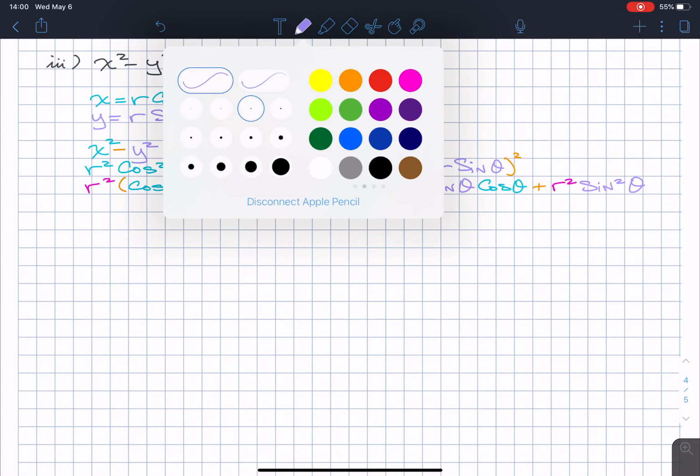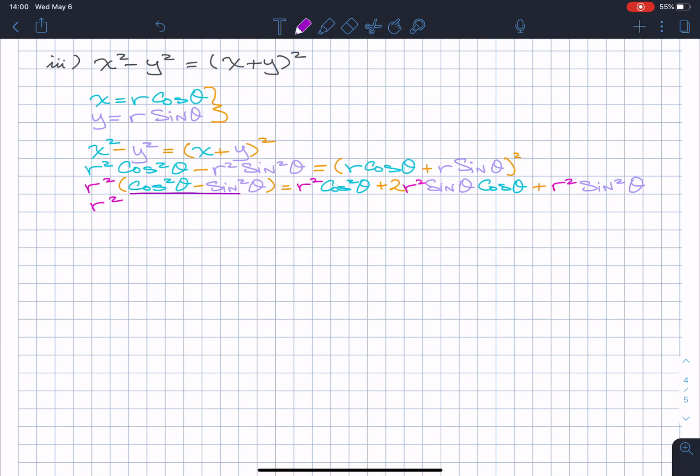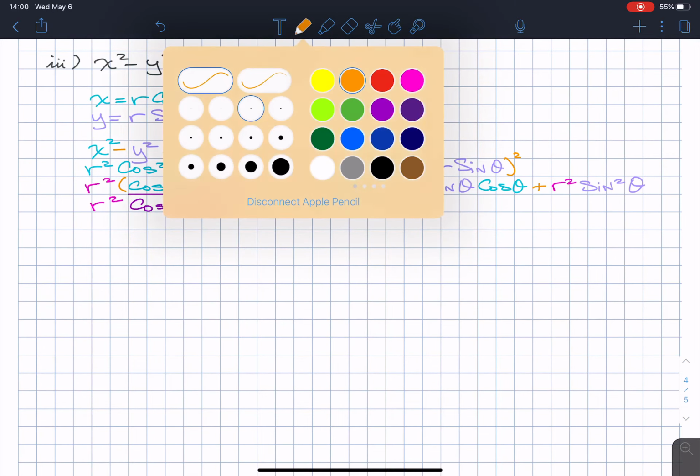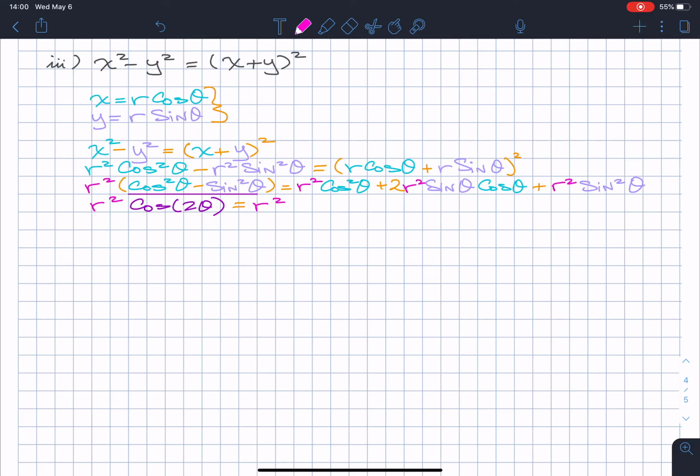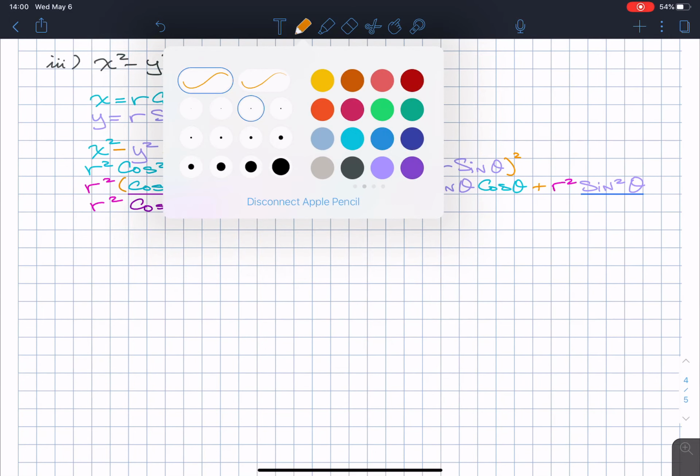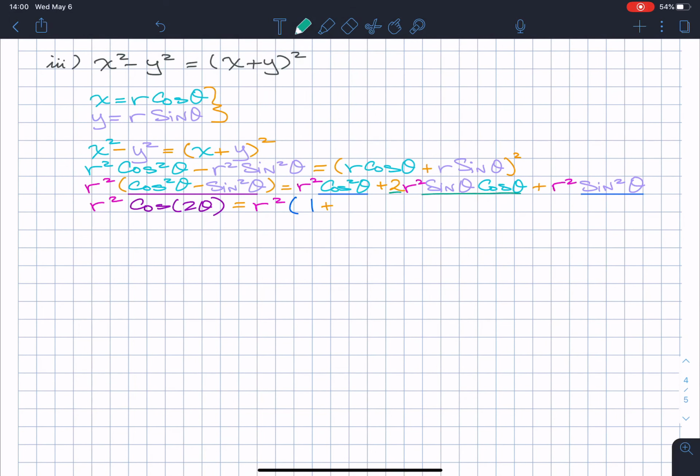Okay, so on the left-hand side, what do I have? I have r squared times what amounts to cosine of 2 theta, and that's equal to, I can factor out r squared from everything on the right-hand side. Let's see. What do I know about cosine squared? Well, actually, cosine squared plus sine squared leaves me with 1 plus, well, when I factor out the r squared, I get 2 sine theta cosine theta, which is sine of 2 theta.